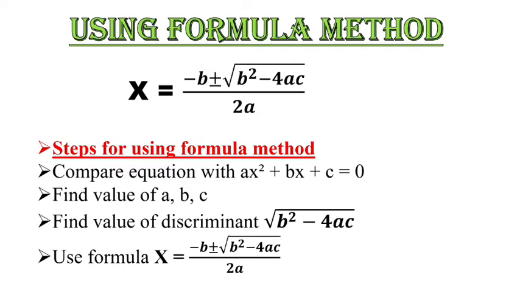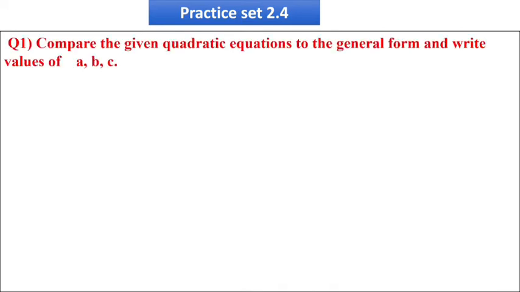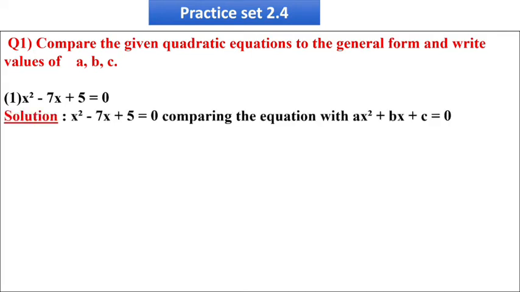Now let's start our exercise. Our exercise is 2.4. The first question is: compare the given quadratic equation to the general form and write the values of a, b, c. Already we have done this type of question in our previous video. Our equation is x square minus 7x plus 5 equal to 0. Now this equation we will compare with ax square plus bx plus c equal to 0.